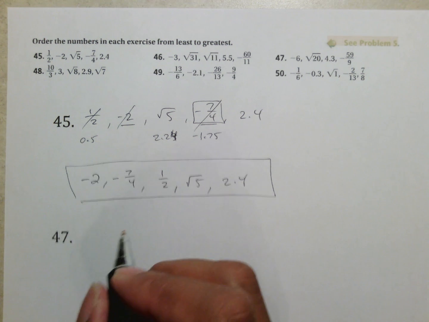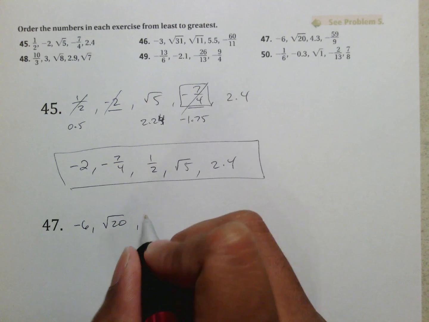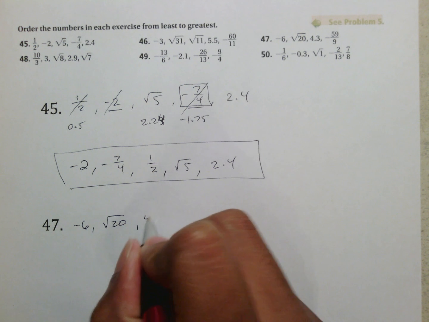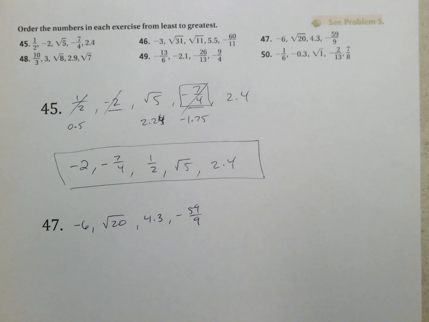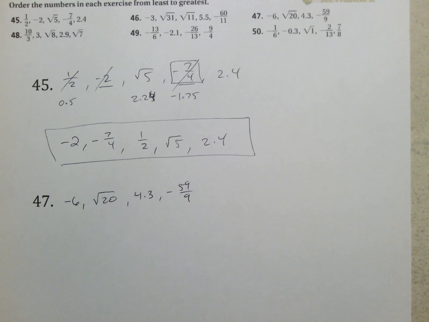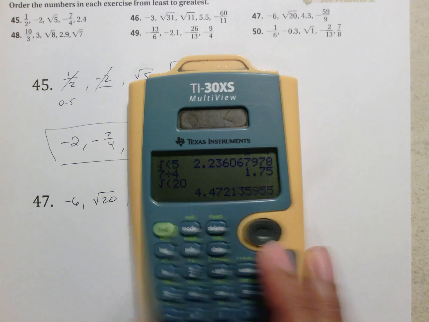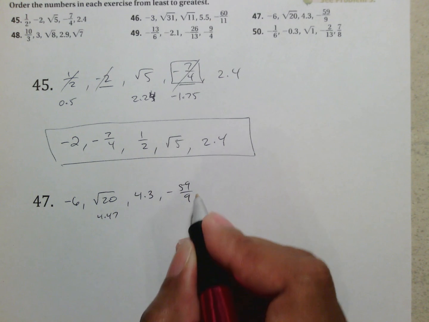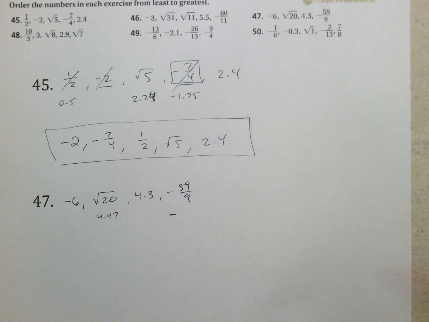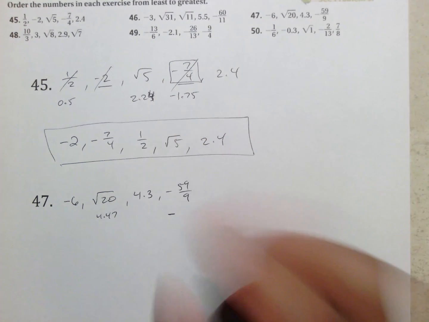Number 47 gives us -6, the square root of 20, 4.3, and -59 over 9. -6 is fine where it is. The square root of 20 we need to change, so we do second x squared 20 and get about 4.47. 4.3 is fine where it is. We just need to get this, so that'll be negative. Now we just need to do 59 divided by 9, which is about 6.56.